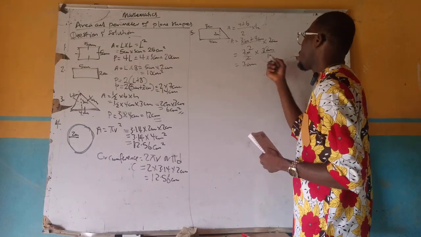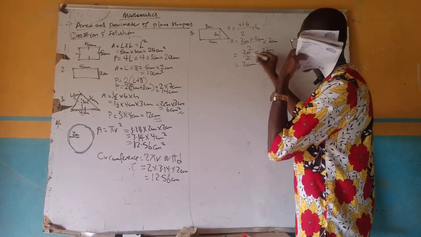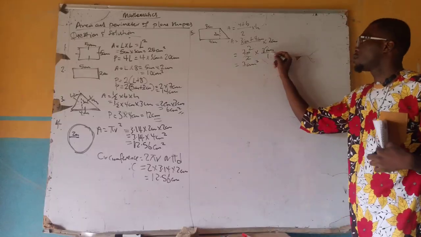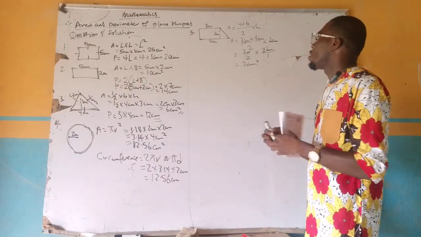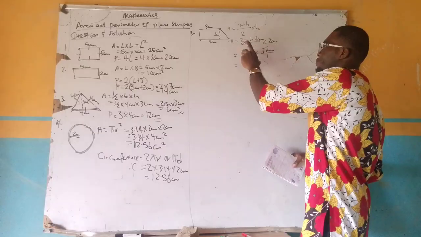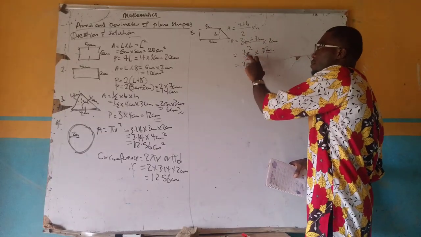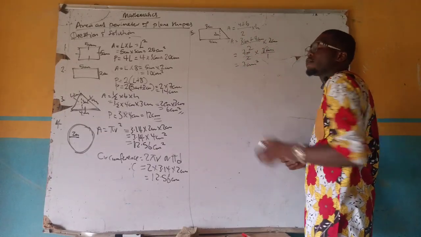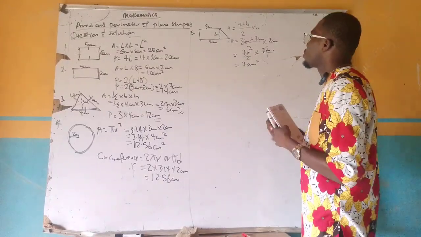7 centimeter square, centimeter times centimeter gives us centimeter square. Remember that you can also do it like this: 7 times 2 is 14. 14 divided by 2 will give us 7. Okay, so let's move to the perimeter.